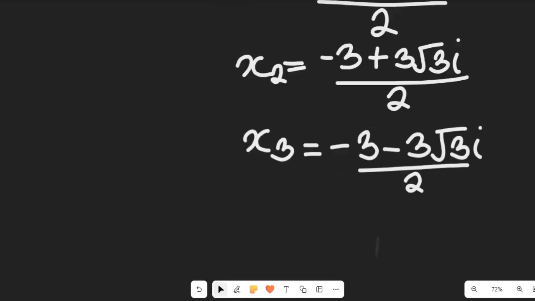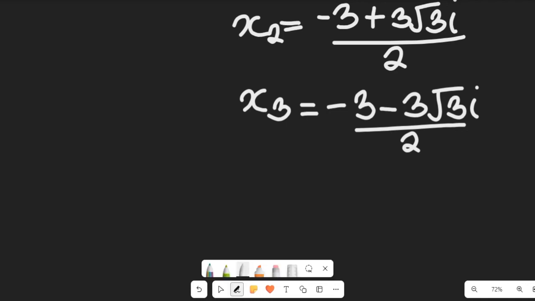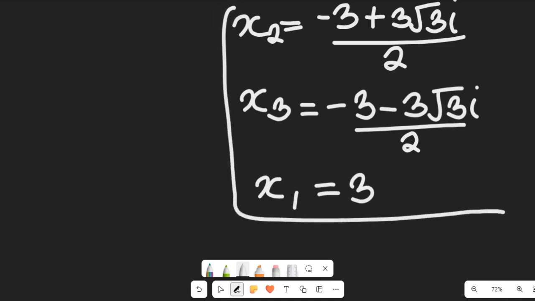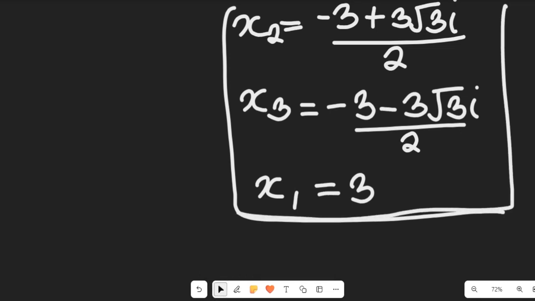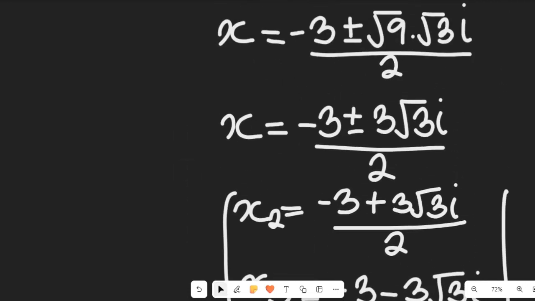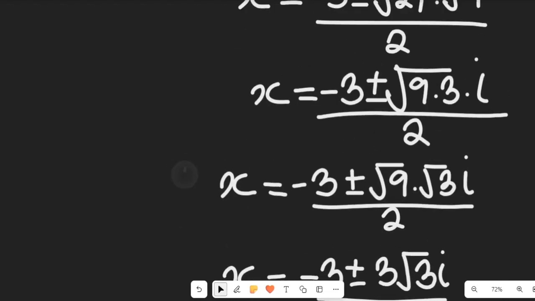Now recall that the value of our x, which is x1, is equal to 3. So this stands as the solution to that mathematical expression given to us. So the only real root is x equal to 3. Other roots are imaginary roots.